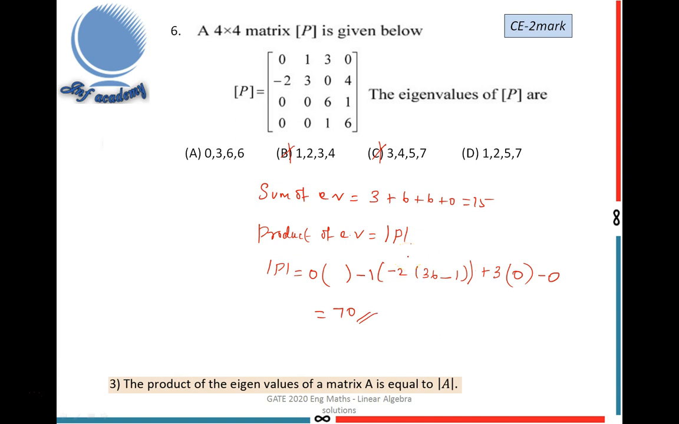Now I check the options. Here the product of eigenvalues is 36, 36 into 3, 90 something. But this is 1 into 2, 2, 2 into 5, 10, 10 into 7, 70. So option D is the correct answer. A is also a wrong answer. Here I have to check the options only. So the final answer is option D. Eigenvalues are 1, 2, 5, 7.